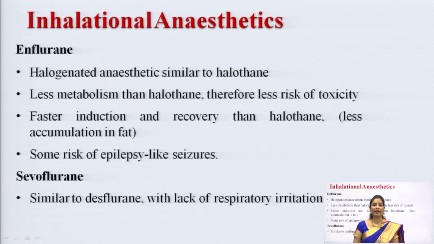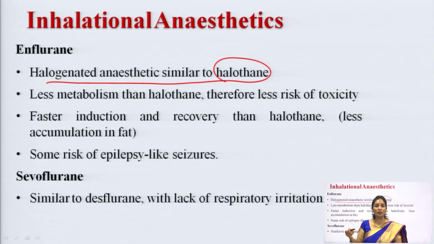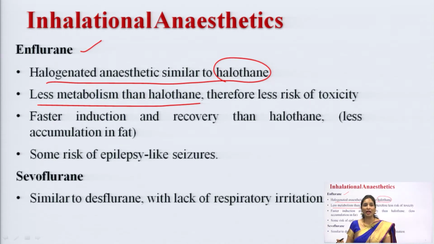Next one, Enflurane. Enflurane is a halogenated anesthetic drug similar to Halothane. So, the action of the Enflurane drug is almost similar to Halothane, with less metabolism. Halothane is metabolized by the cytochrome P450 enzyme in the liver, but Enflurane has less metabolism than Halothane. So, it does not produce liver damage. The risk of toxicity on the liver was very low with Enflurane, right.